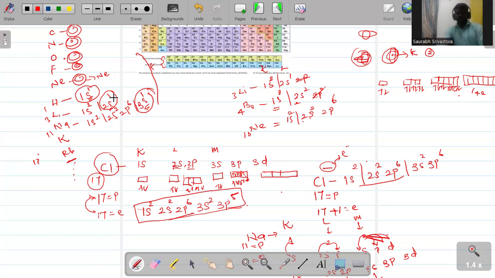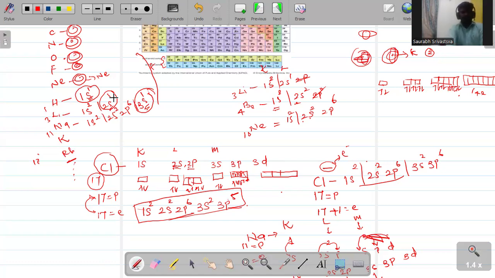If the last electron enters the P subshell, then we call it a P block element. If the last electron enters the D subshell, then it is a D block element. If the last electron enters the F subshell, then it is called an F block element. Clear? So block wise, we can say that. Based on the electronic configuration only, they are arranged.